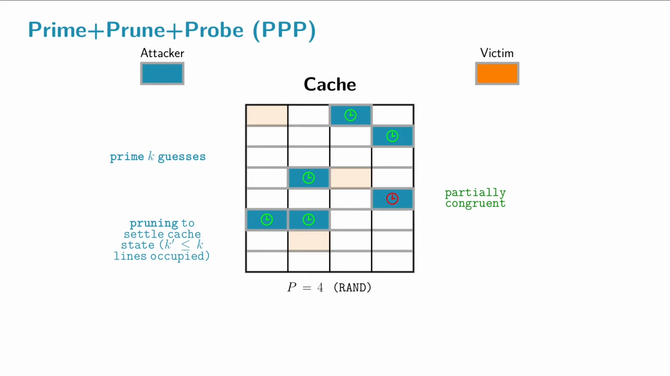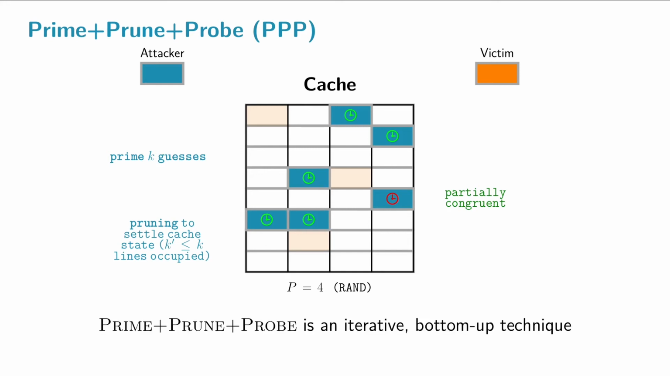Prime+Prune+Probe continues in iterations, starting from an empty set and incrementally adding addresses that have demonstrated contention with this victim address X. And this continues until enough partially congruent addresses have been obtained. The paper features a quite extensive statistical and experimental analysis of this Prime+Prune+Probe, but in the interest of time, we state the main takeaways and refer to the paper for details.